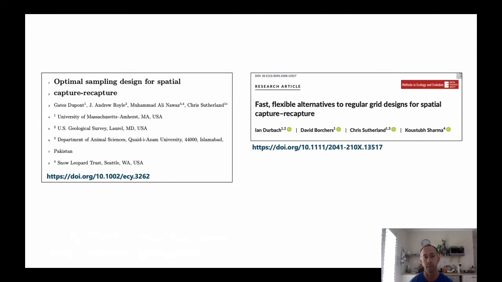Both of the papers use snow leopards as a case study, and if you look through the list of authors, you'll see some people that work for snow leopard organizations or consulting statisticians for those organizations. The two papers are very similar and complement one another. Before I talk about the differences, I'm just going to talk about their similarities.